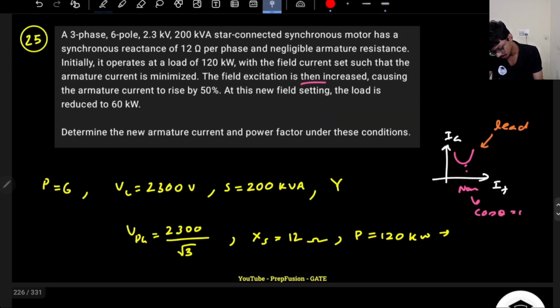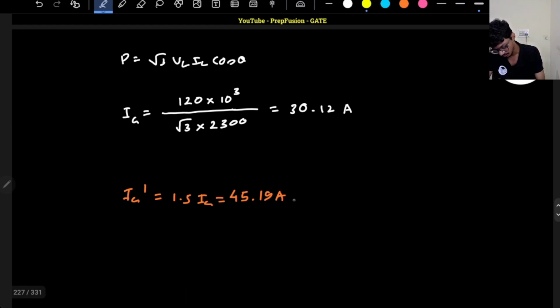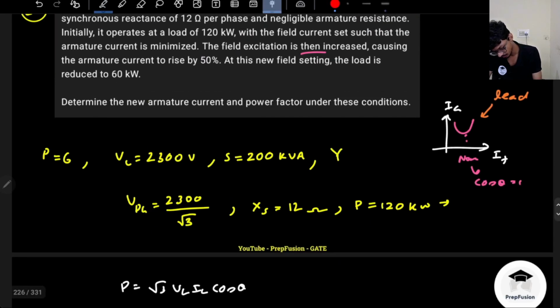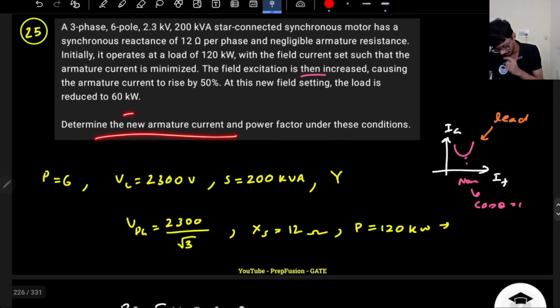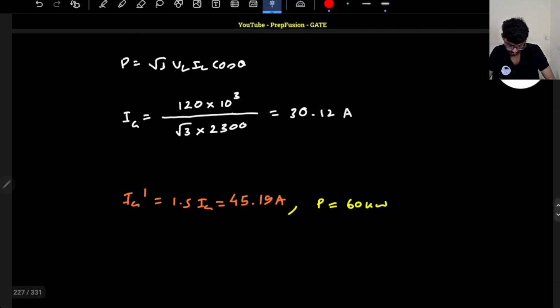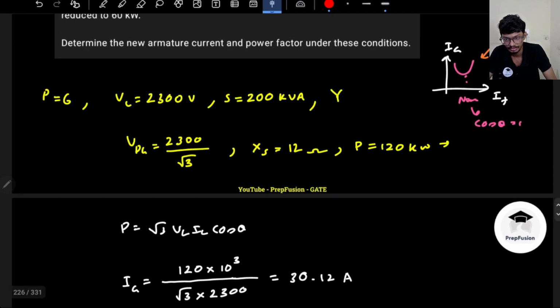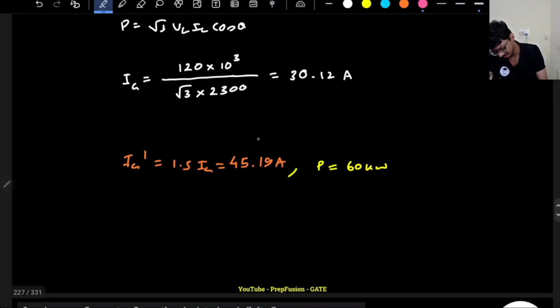At this new field setting the load is reduced to 60 kilowatt. Previously the load was 120 kilowatt. Determine the new armature current. What will be the new armature current that they are asking? New armature current is very easy because it will become 1.5 times. So this will be the first answer.